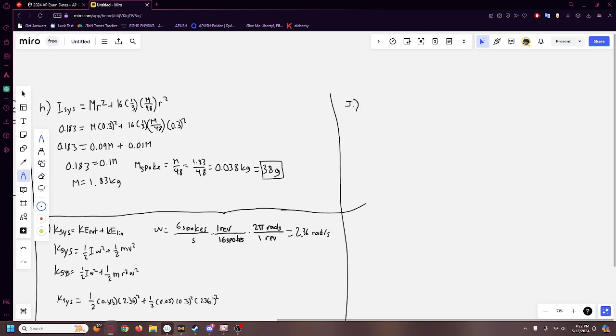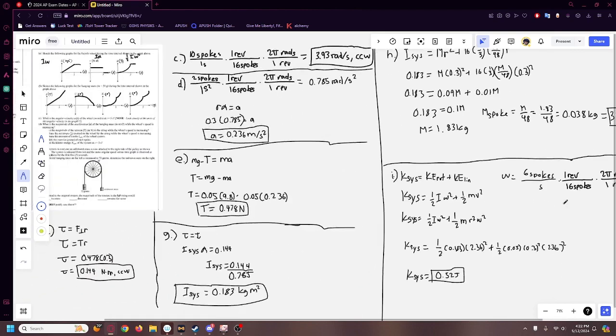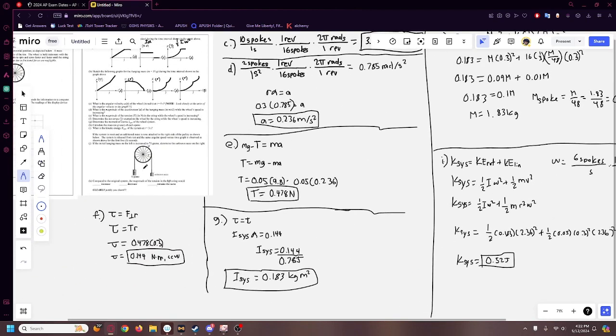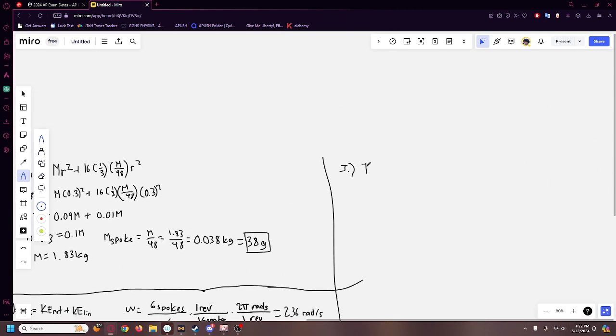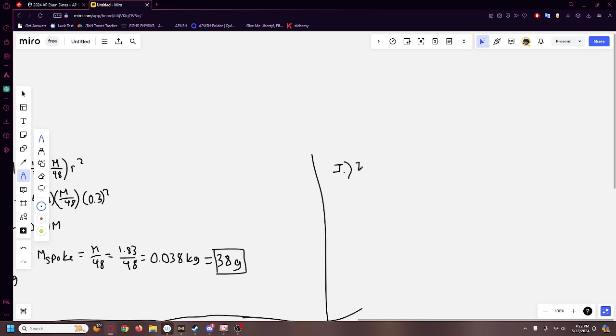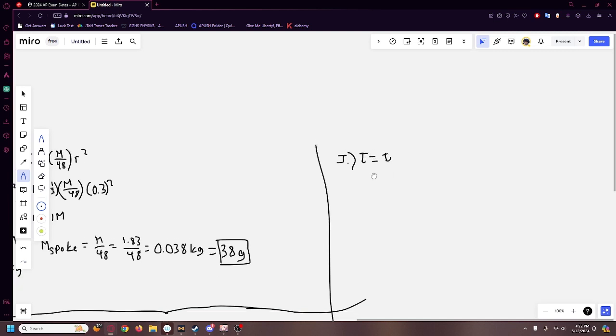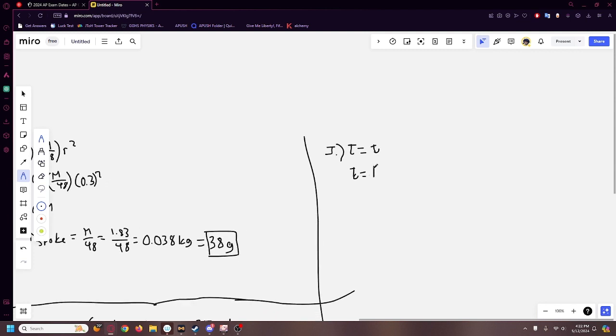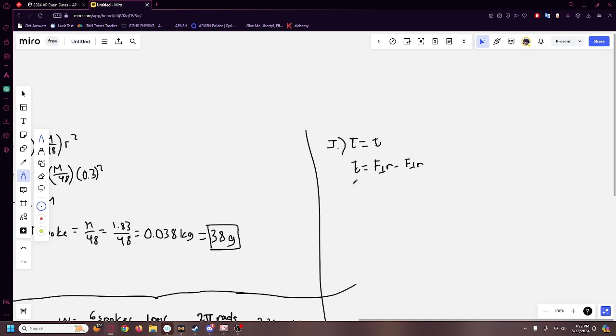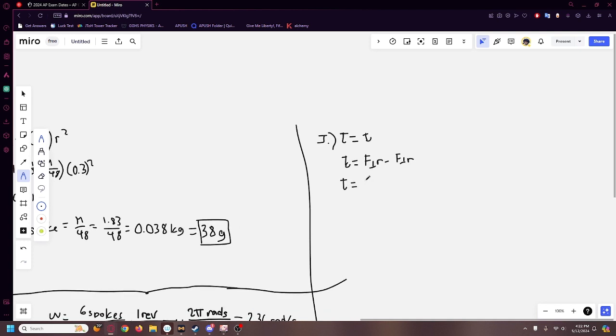Part J asks for the hanging mass on the right. So everything is the same except for this is added and this is changed. So set net torque equal to net torque. So torque is equal to F perpendicular R minus the other F perpendicular R. So torque is equal to T1R minus T2R.